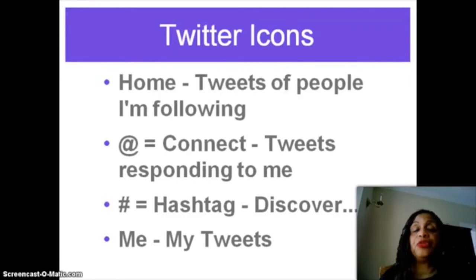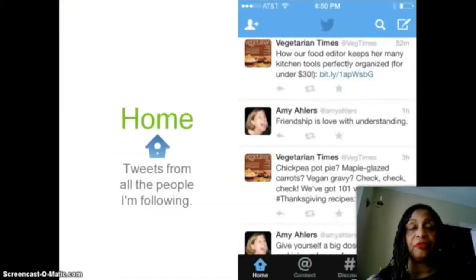Okay, some of the Twitter icons are home, and that's the tweets of people I'm following. The @ shows the tweets of people connecting to me. And the hashtag, which is the #, but it's the hashtag in Twitter world. So you can discover things about topics. So there's a hashtag psychology that I go to often. There's one run by different psychology journals and people who are interested in psychology. And the me part on the Twitter icon are my tweets, and I'll give you examples of these as we go along.